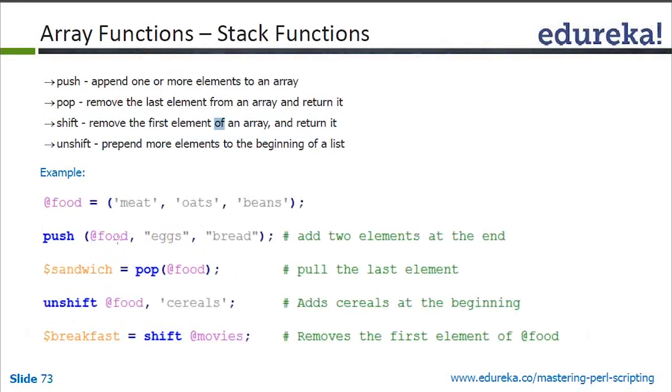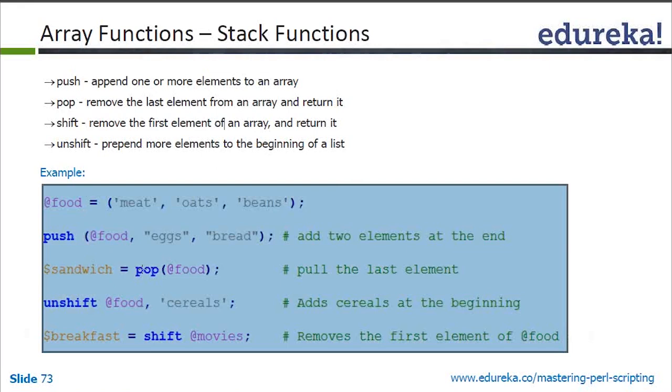So when we have food equal to meat, oats, beans, push food, eggs, bread, we are adding two more new elements at the end, because normal push is like a normal stack implementation, where you can think about plates. You are putting plates one above the other. So when you do a push, you push at the top, which is at the end. But when you do a pop, it will give you the last element, the last plate.